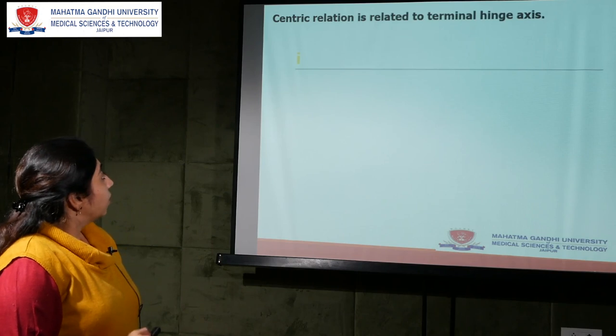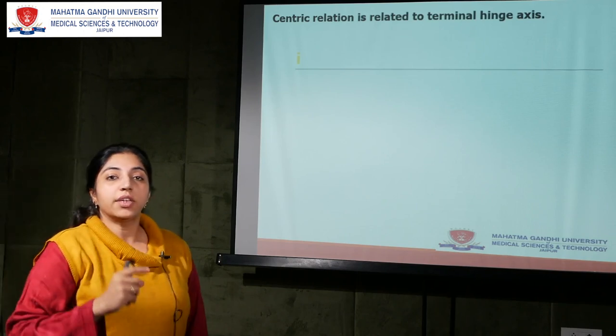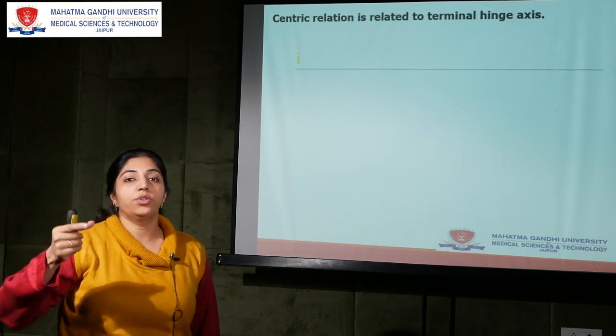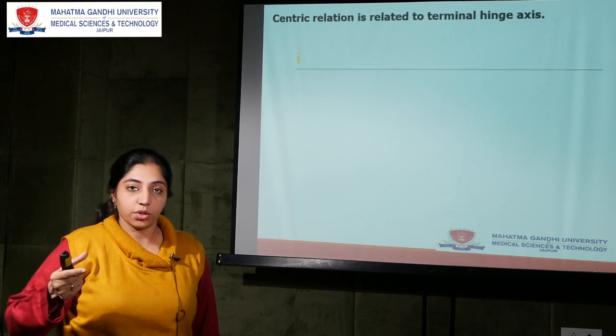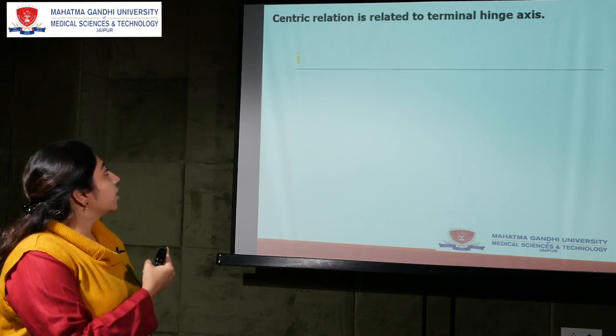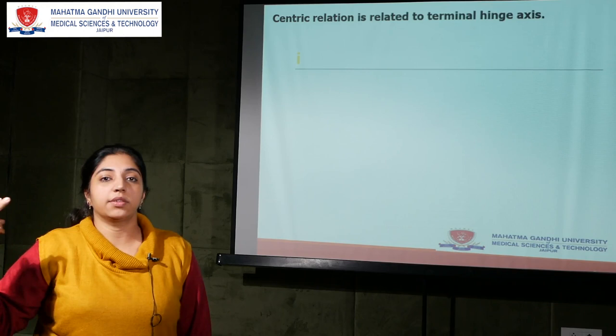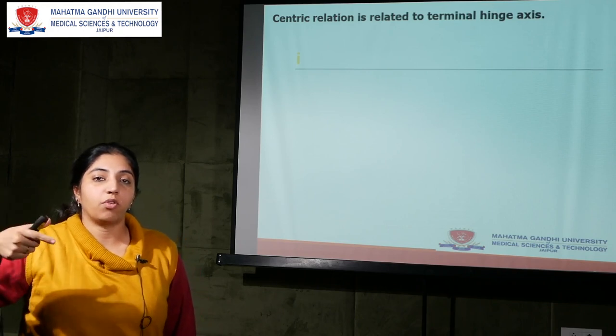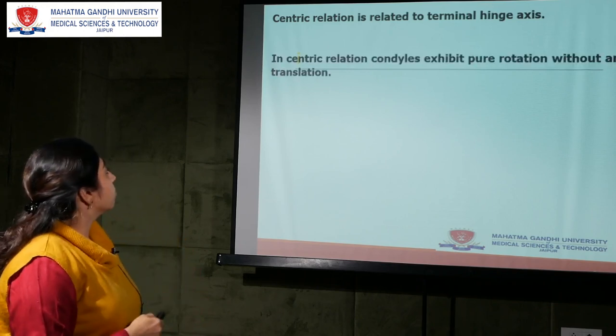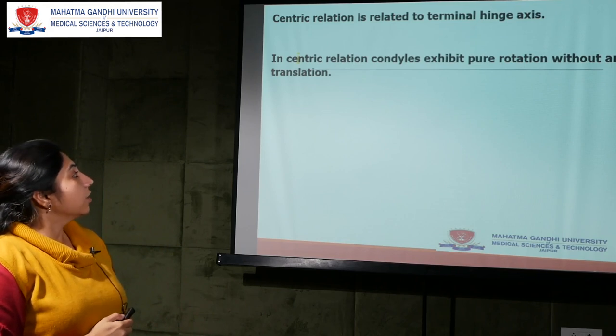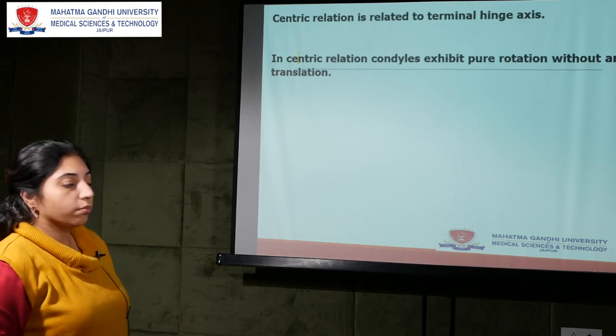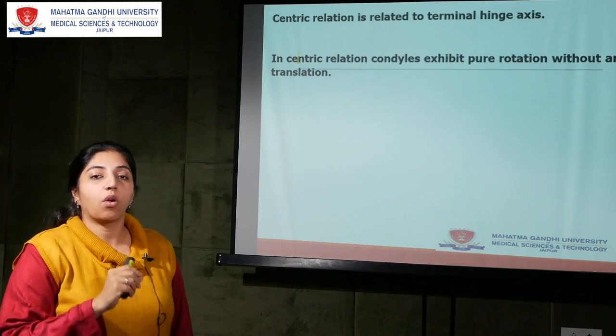Then we have also understood in the definition that it is here that the jaw is going to do a pure rotatory motion. Therefore, it is a relation where the terminal hinge axis passes through and the jaw is performing a pure rotatory motion. In centric relation, it is going through a pure rotatory motion without moving forward or translation.